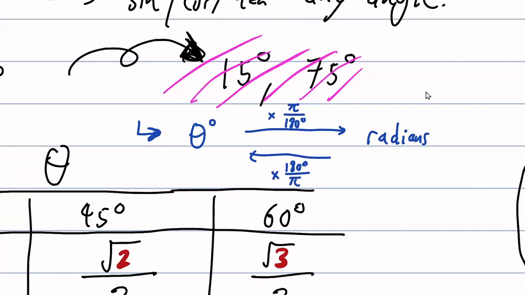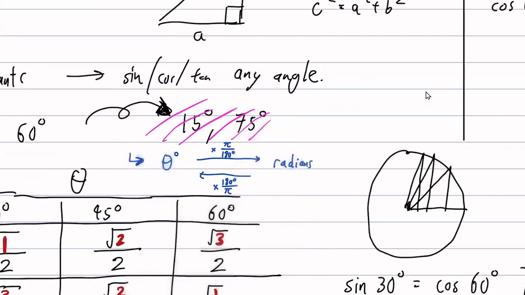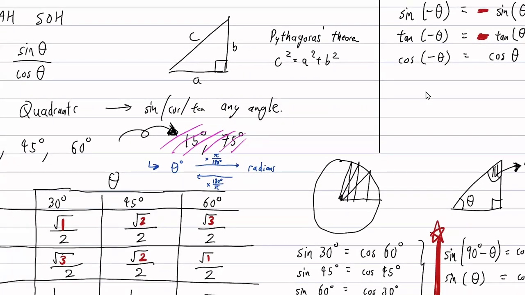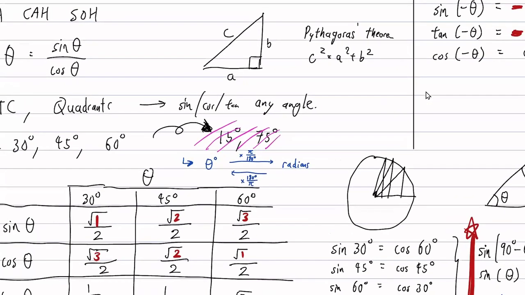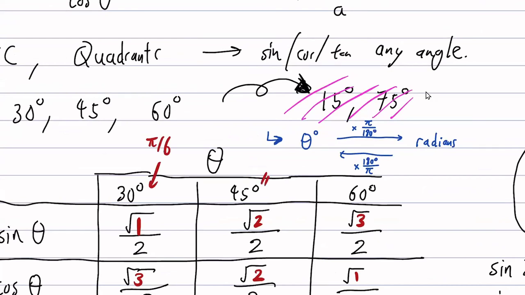Okay, good. In case you forget, I'll just write it down here. 30 degrees is actually pi over 6, pi being 180 degrees. This is pi over 4, and that is pi over 3. Okay, good.